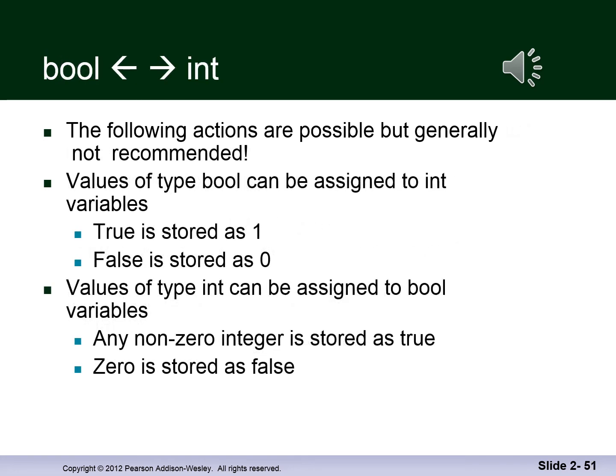Once more, here are some assignments that are possible, but generally not recommended. Bool values can be assigned to int variables. True is stored as 1, false is stored as 0. Remember, a bool is either true or false. Values of type int can be assigned to bool variables. Any non-zero integer is stored as true, and 0 is stored as false. Once again, these are possible, but they're just not examples of good practice.